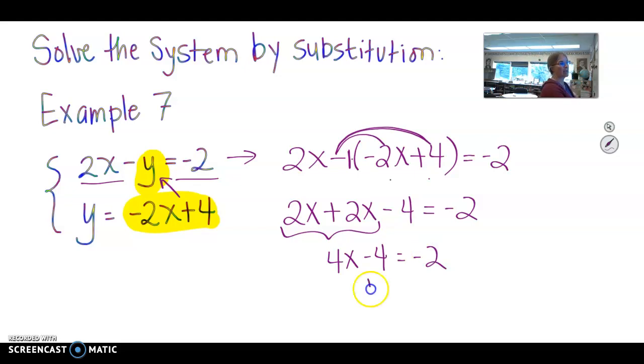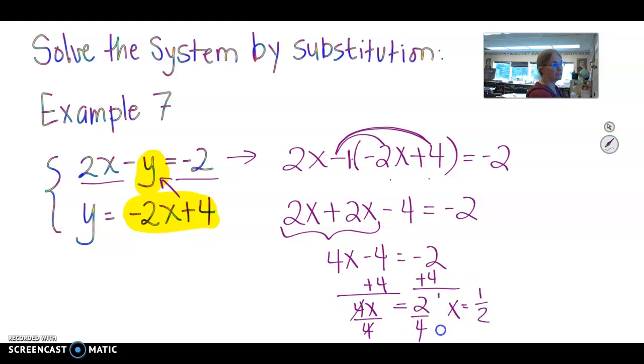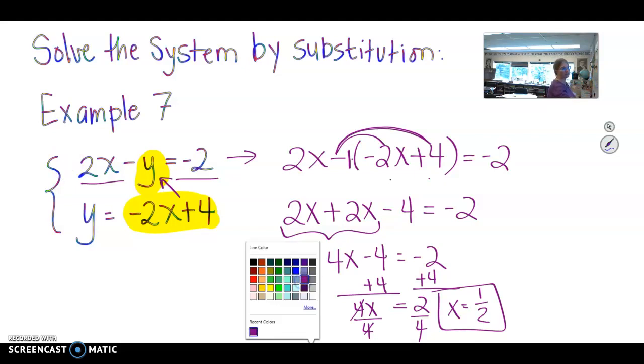So we want to add 4 to both sides. And you get 4x on this side. -4 plus 4 adds to 0. -2 plus 4 is 2. And then if you divide by 4 to get x by itself, we get 2/4, or x equals 1/2. All right, so we have x equals 1/2. And now we need to find out what y is. We know what x is, so you can plug it into equation 1 or equation 2 to get your y value.